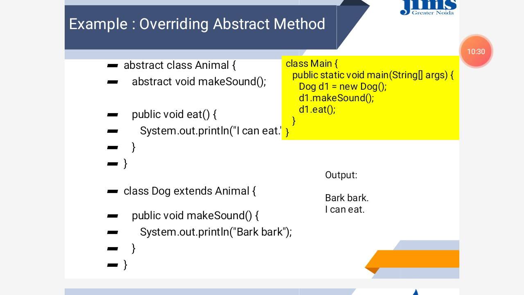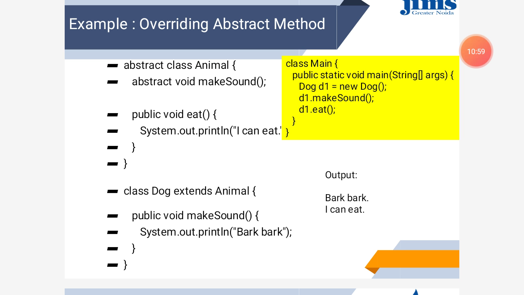In this case, we can see easily how overriding of an abstract method is taking place. There is one abstract class Animal and it contains one abstract method makeSound. And this abstract class contains two methods. One is abstract and the second one is a concrete method, the method which has its body.